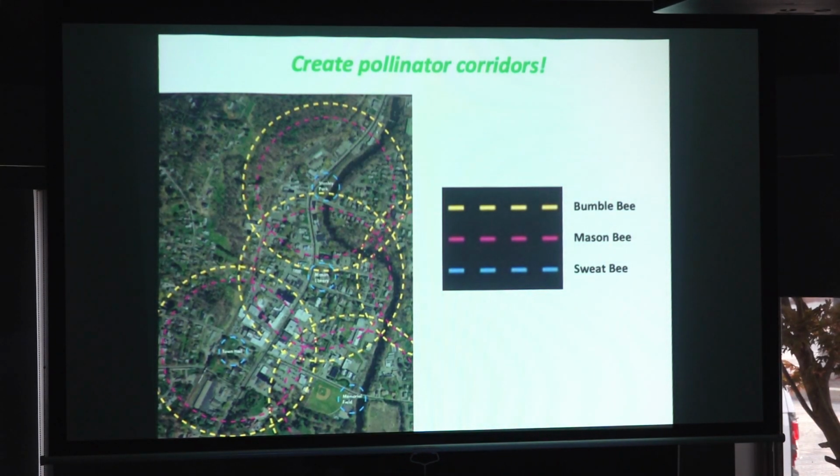This shows it in a graphic way. Pollinator corridors is the concept of making sure that there's connectivity between all these different pollinator habitat gardens.